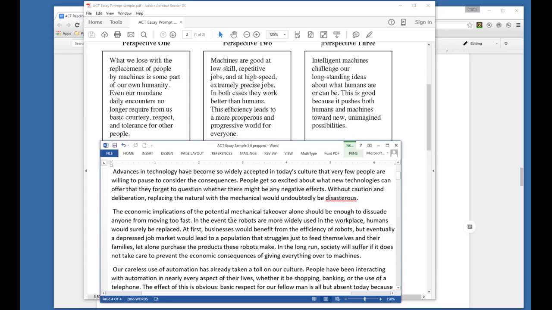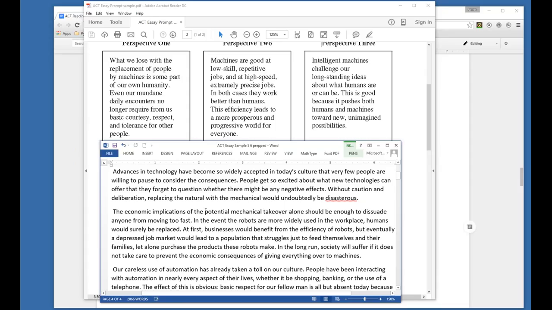The economic implications of the potential mechanical takeover alone should be enough to dissuade anyone from moving too fast. In the event the robots are more widely used in the workplace, humans would surely be replaced. At first, businesses would benefit from the efficiency of robots, but eventually, a depressed job market would lead to a population that struggles just to feed themselves and their families, let alone purchase the products these robots make. In the long run, here comes the writer's perspective, in the long run, society will suffer if it does not take care to prevent the economic consequences of giving everything over to the machines.